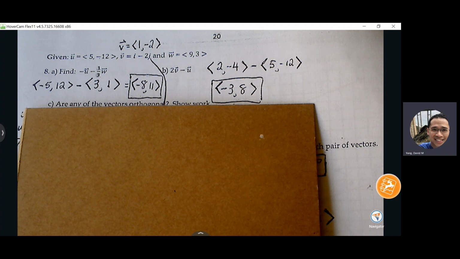Tomorrow we'll review orthogonal vectors. We'll review finding the angle between vectors. All right, go over and get your phones.